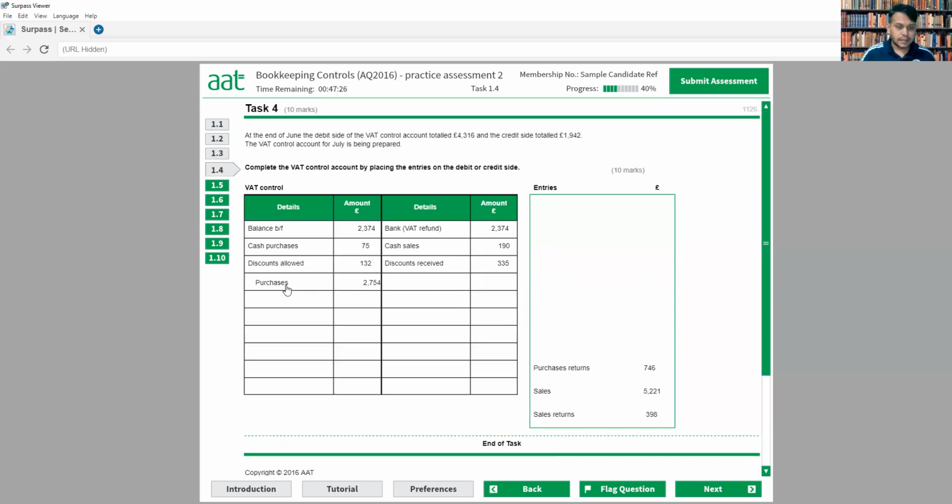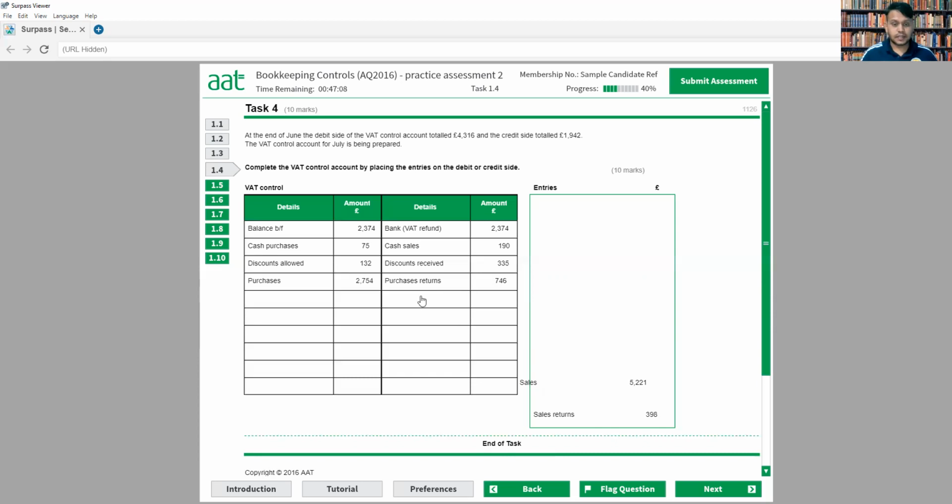Purchase, again, purchase is debit. Every time I buy something, I'm going to claim VAT on that. Purchase return is a credit. Remember that if you return something after you purchase, even if you claimed the VAT, you have to pay the VAT back, because if you return the product, you have to return the VAT as well.